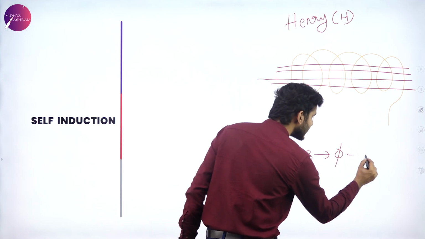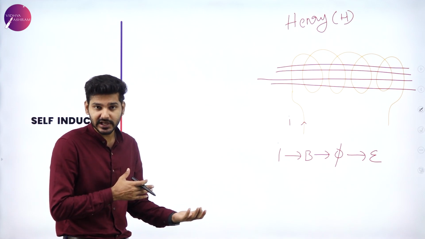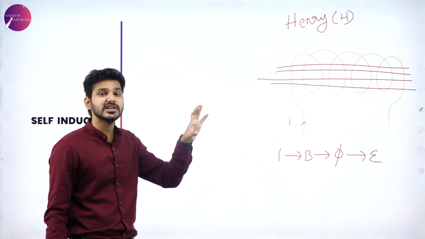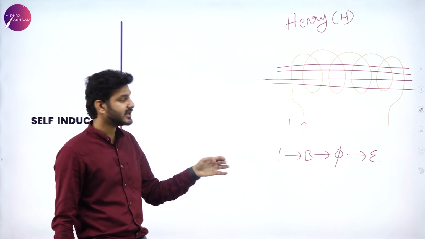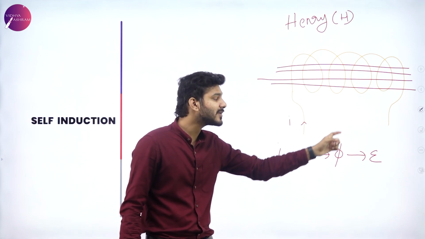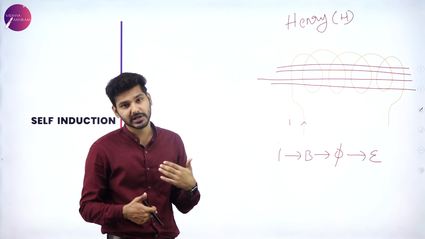So we do know that it is giving rise to an EMF. Now, in this particular case, we know that induction means it is trying to oppose any relative change in the current. That is, if I'm trying to increase this particular current, an EMF will automatically develop such that it opposes that particular change.